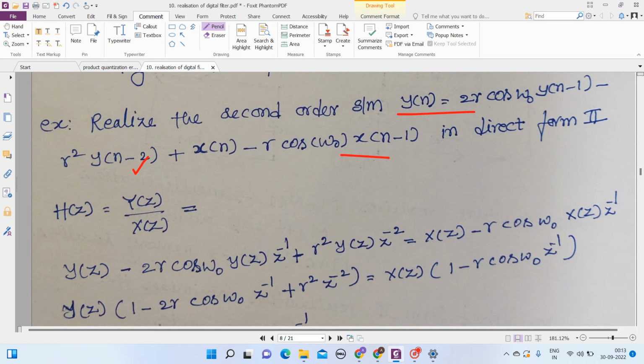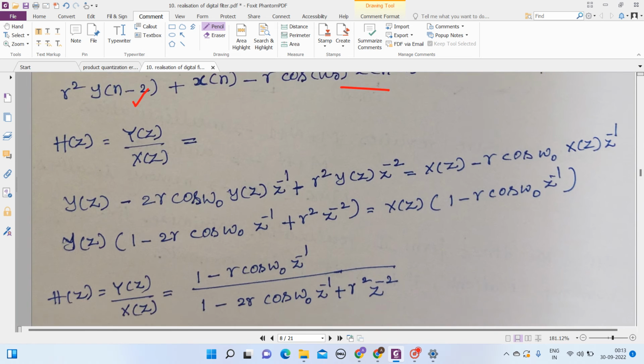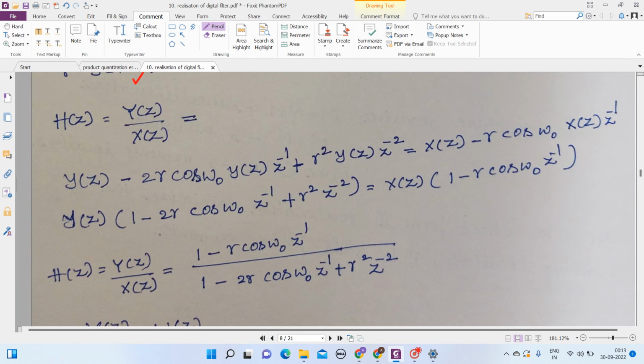So, you have to write the given difference equation. The first step is, after writing the given difference equation, you have to separate out the output terms and input terms separately. Y of z is the output term, x of z is the input term, right?